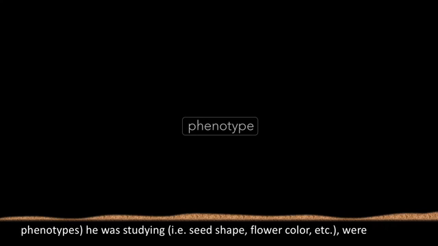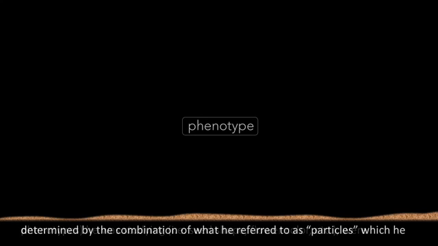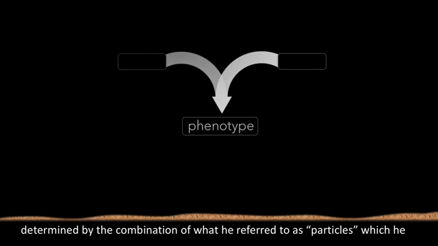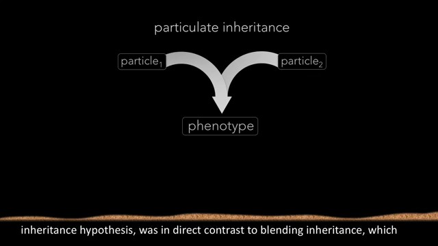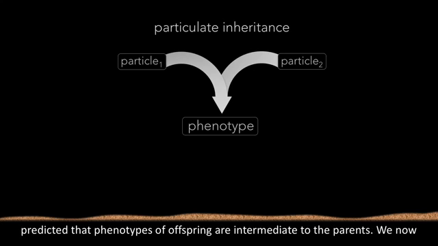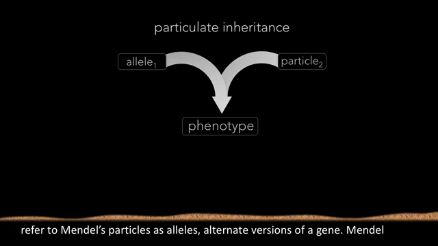From this initial study, Mendel concluded that the physical characteristics or phenotypes he was studying, such as seed shape, flower color, etc., were determined by the combination of what he referred to as particles, which he defined as discrete heritable units. This concept, known as the particulate inheritance hypothesis, was in direct contrast to blending inheritance, which predicted that the phenotypes of offspring are intermediate to the parents. We now refer to Mendel's particles as alleles, alternate versions of a gene.